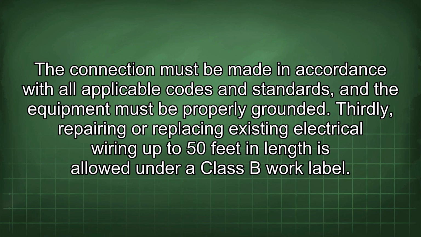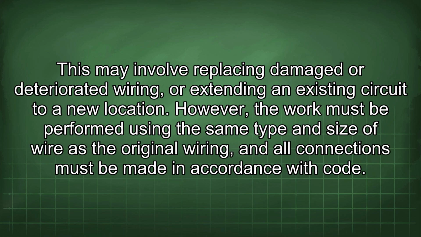Thirdly, repairing or replacing existing electrical wiring up to 50 feet in length is allowed under a Class B work label. This may involve replacing damaged or deteriorated wiring or extending an existing circuit to a new location. However, the work must be performed using the same type and size of wire as the original wiring, and all connections must be made in accordance with code.